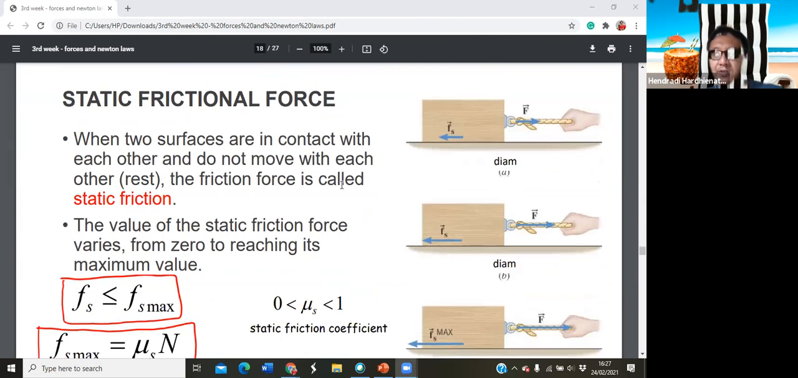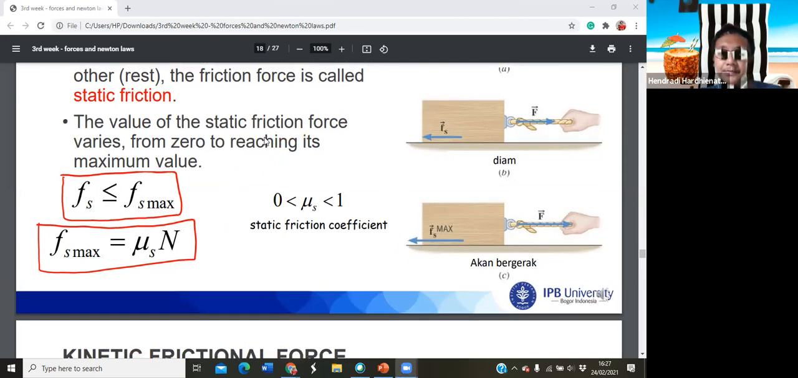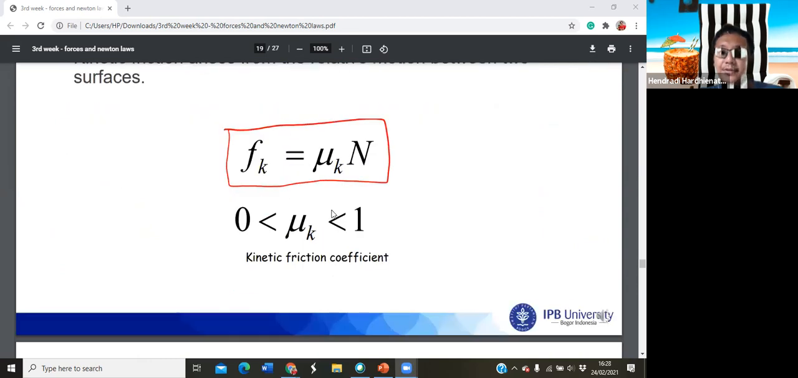There are static friction force, as I told you before. The maximum is not the same as the normal. The static force is always smaller or equal to the maximum. But this is not always correct. Yeah? This is not always correct. It can be larger than one. Kinetic force also can be larger than one. So the kinetic friction is equal to mu k times the normal.